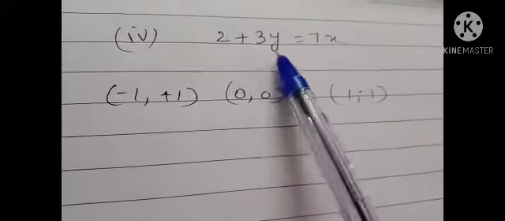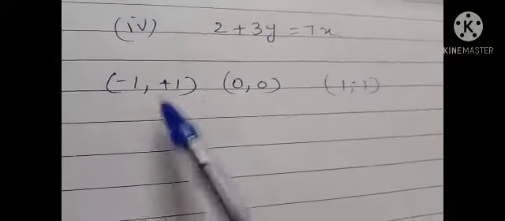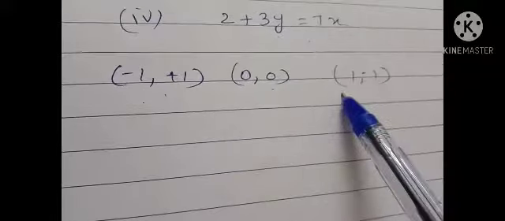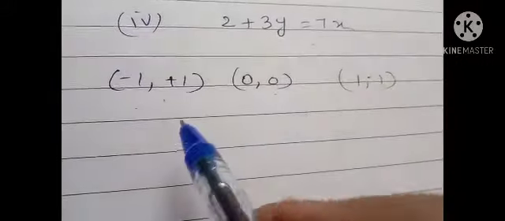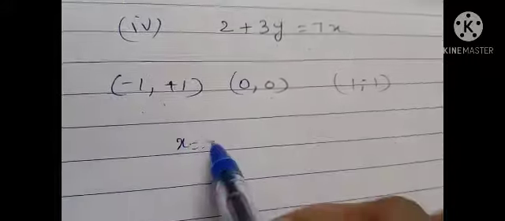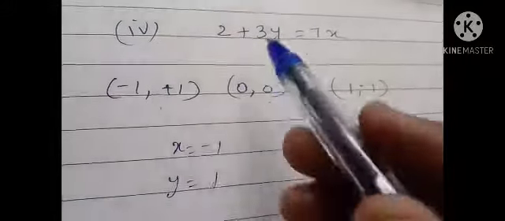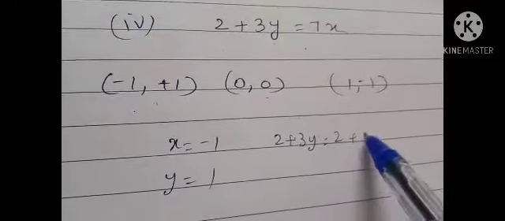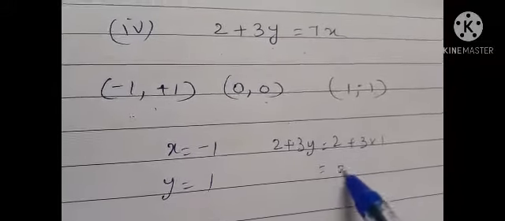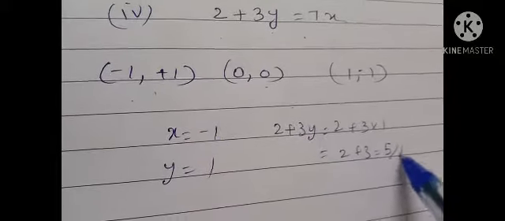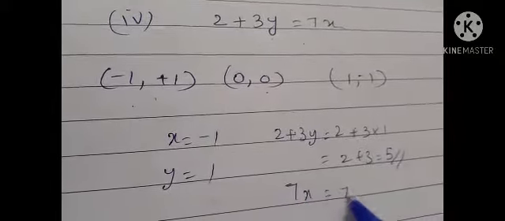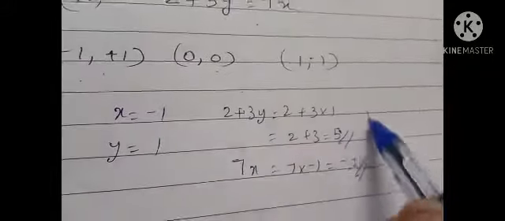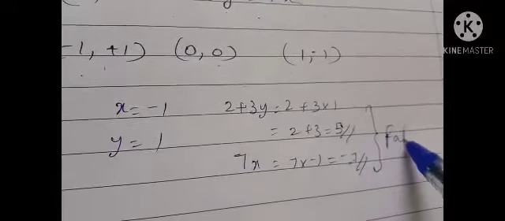Fourth choice is 2 plus 3y equals 7x. The given solutions are negative 1, 1; 0, 0; and 1, negative 1. So we have to check that by the first solution. X is negative 1, y equal positive 1. So we have to find 2 plus 3y, that is 2 plus 3 into 1, that is 2 plus 3 equal 5. Then what is 7x? 7 into negative 1, that is negative 7. Here these two are not equal, so in this case it is false.